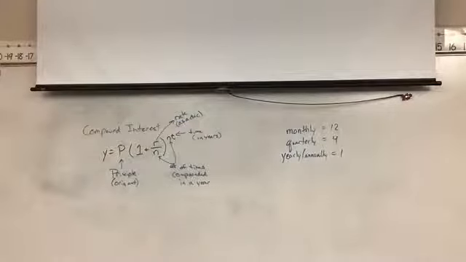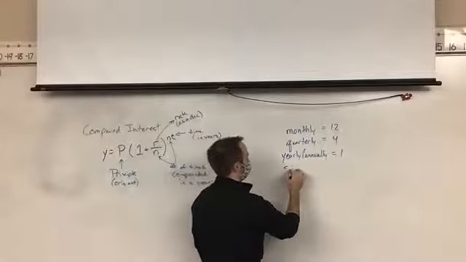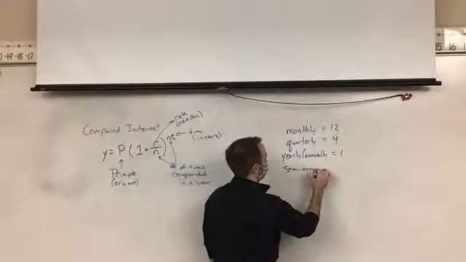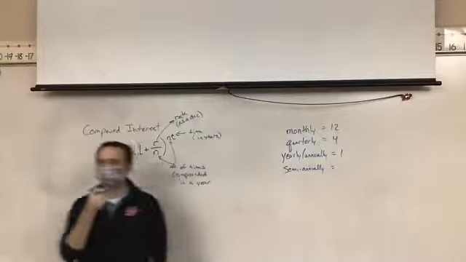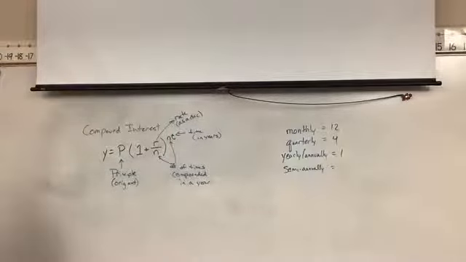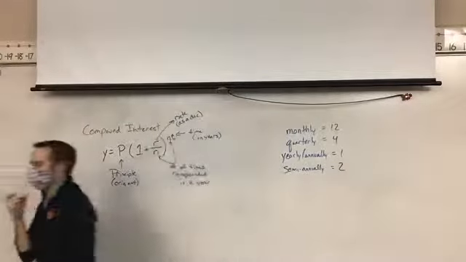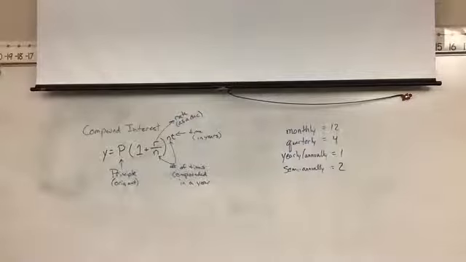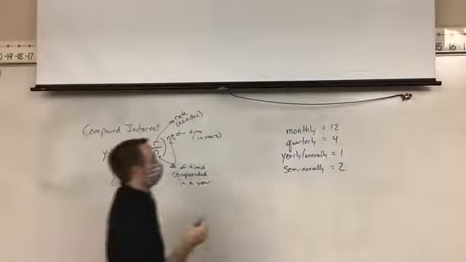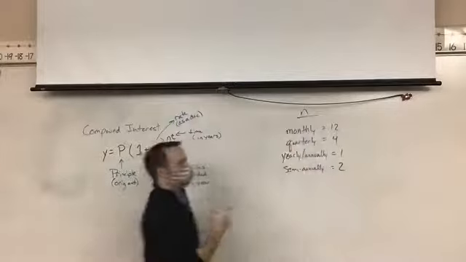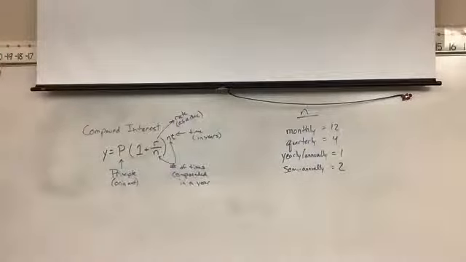But let me just look here. Oh, we got one more. Semi-annually. Two. Yeah, semi-annually is two times a year. So that's going to be important when they give us that information, when we're reading that word problem. This is going to tell us what N is going to be. It's monthly, quarterly, yearly, semi-annually. We know what N is going to be.